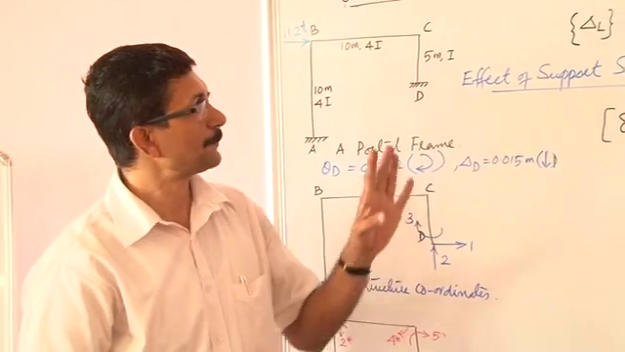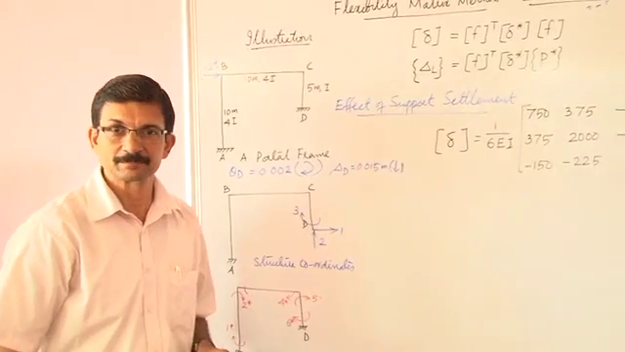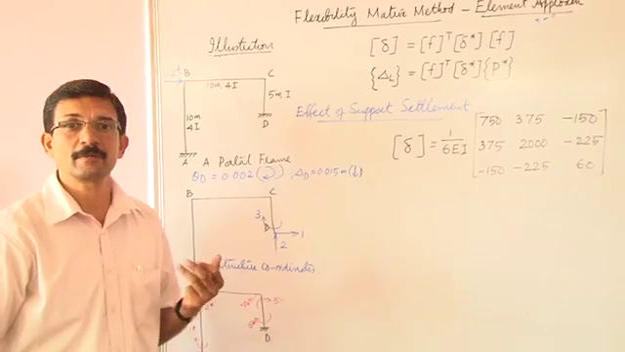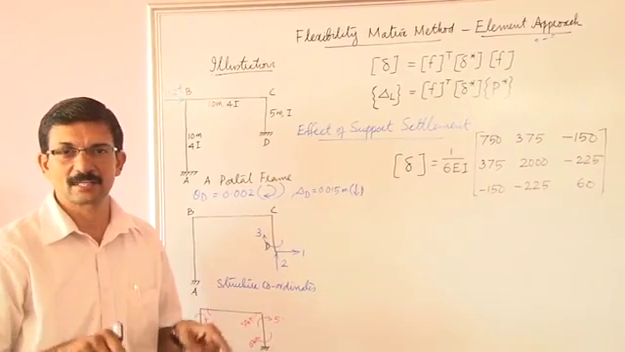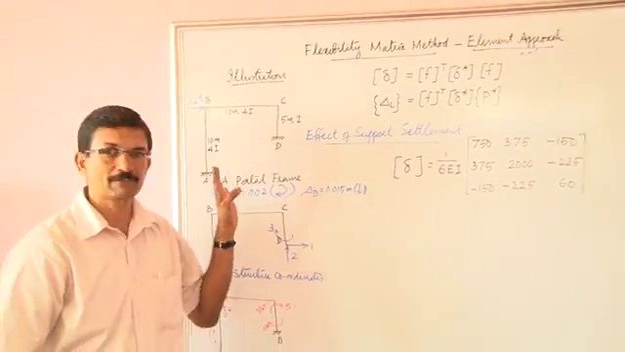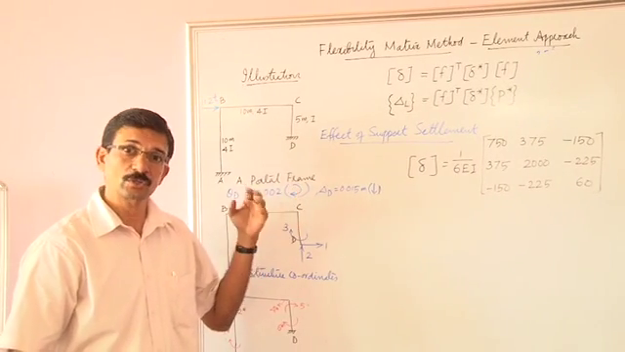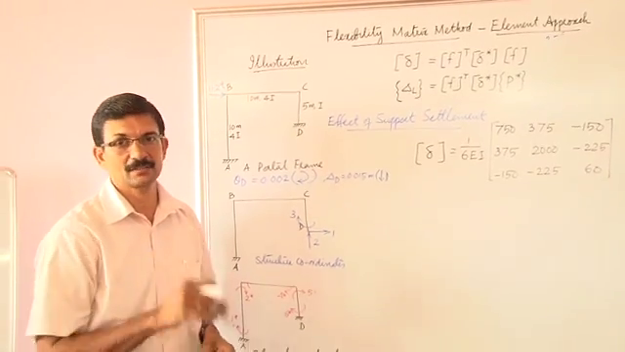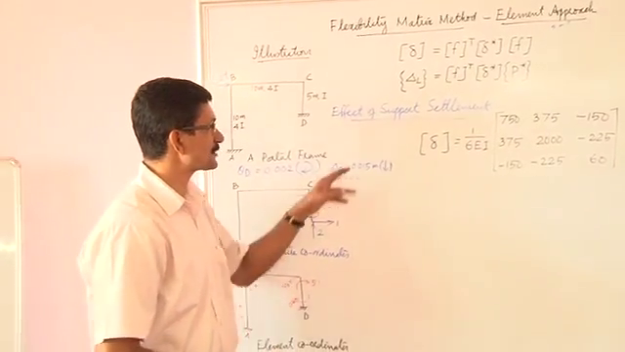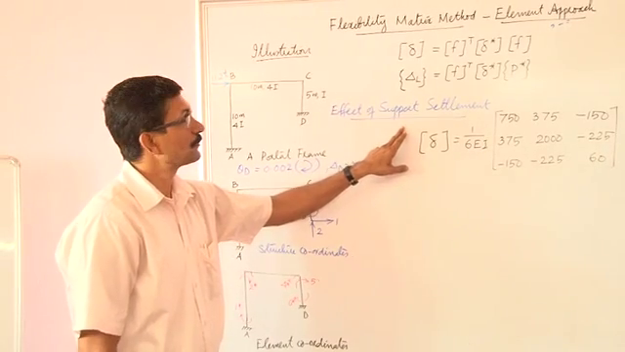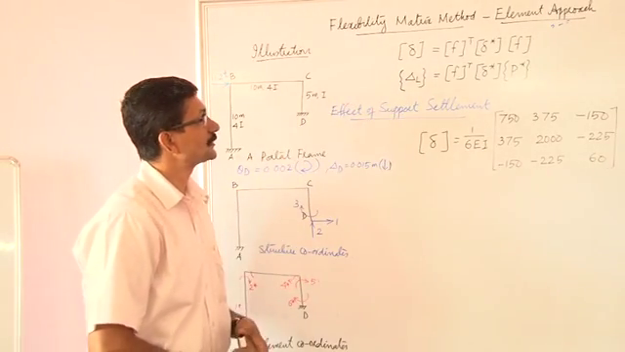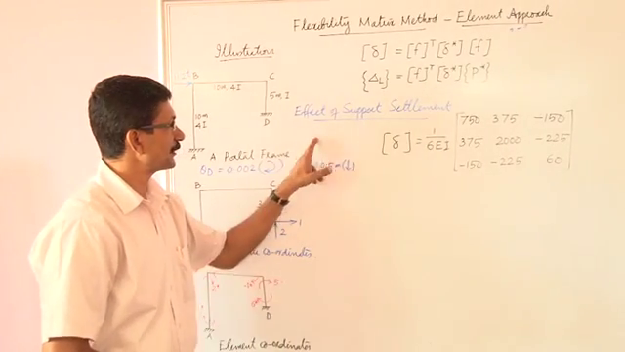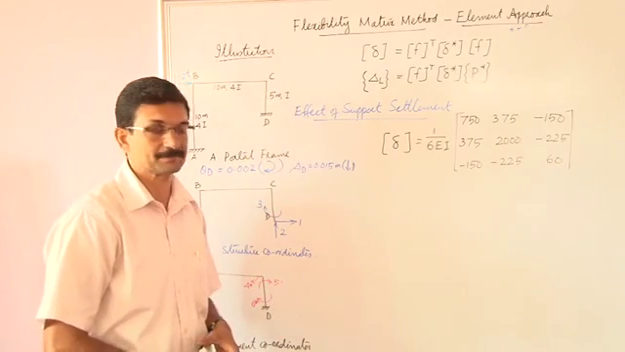So in the element approach for flexibility matrix method, we have so far discussed a continuous beam example, a plane truss example, and a portal frame example. But in all those examples, we did not have any support settlement. Now this section describes the effect of support settlement when you go for the analysis with element approach or structure approach in flexibility matrix method. So this is the effect of support settlement in flexibility matrix method.